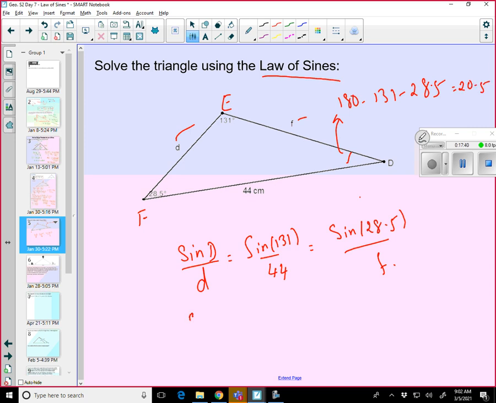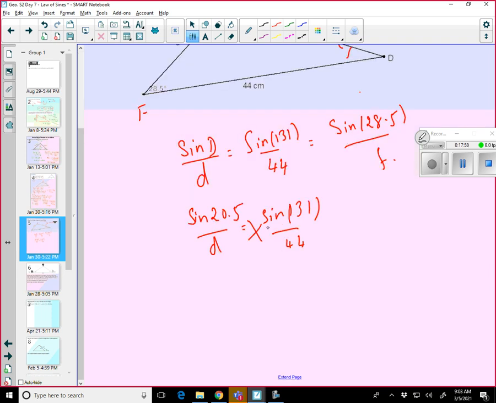So we will write sine 20.5 over D equals sine 131 over 44. We cross multiply this. Further simplifying, I'm just directly writing, you'll have 44 times sine 20.5 equals D times sine 131.